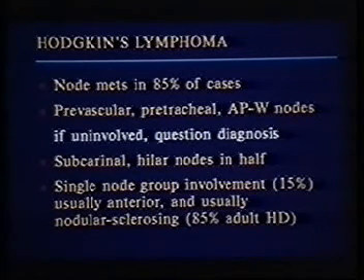Subcarinal or hilar nodes are involved in about half of patients. A single node group can be seen in patients with Hodgkin's disease in about 15%. That's usually anterior mediastinal and usually in patients with nodular sclerosing Hodgkin's disease. Now, that would be a reasonable assumption in any patient you saw with Hodgkin's disease, because 85% of patients who have adult Hodgkin's disease have nodular sclerosing disease.